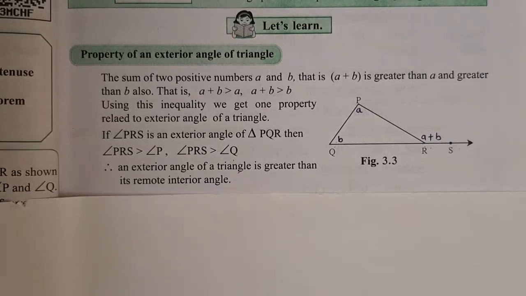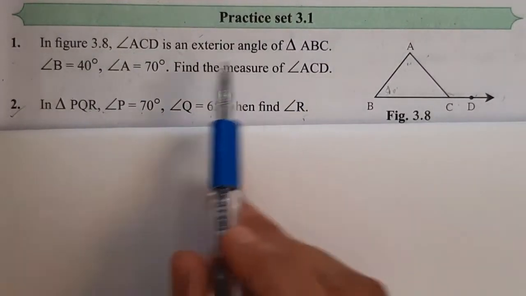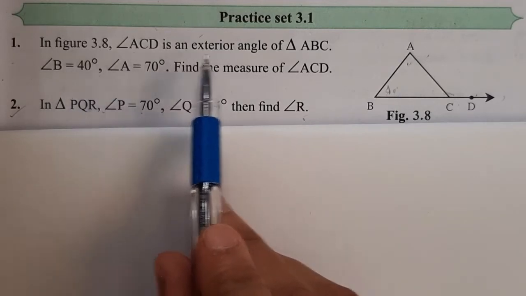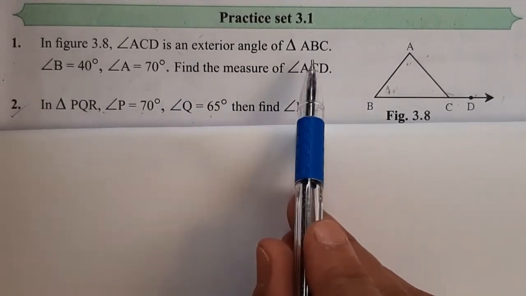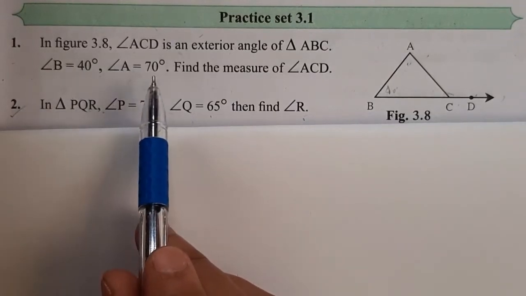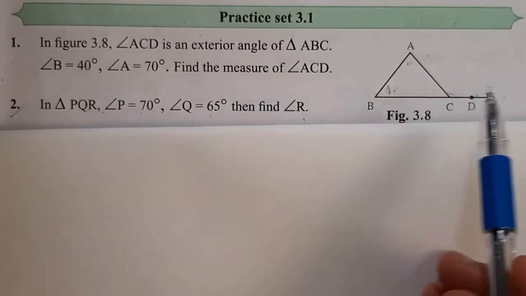Okay, students. Now we will discuss practice set 3.1. See the first example in figure 3.8. Angle ACD is an exterior angle of triangle ABC. Angle B equals 40 degrees. Angle A equals 70 degrees. Find the measure of angle ACD. Now look at the diagram.